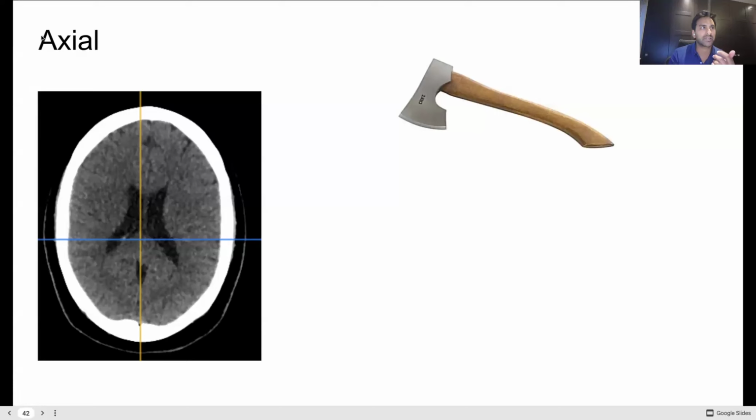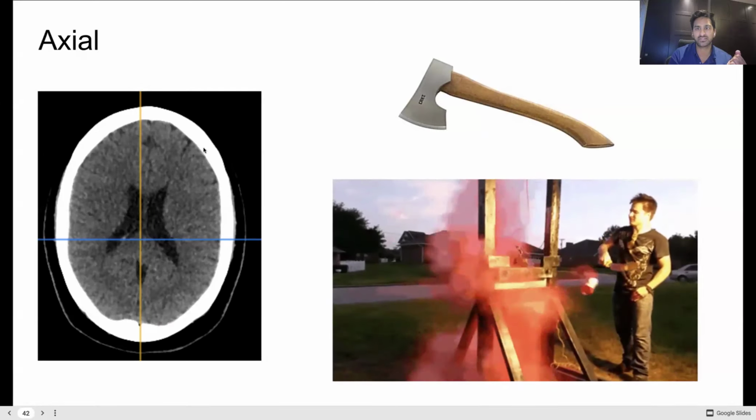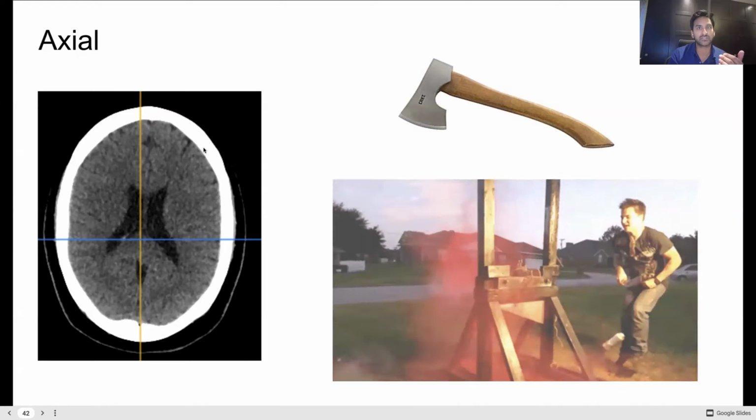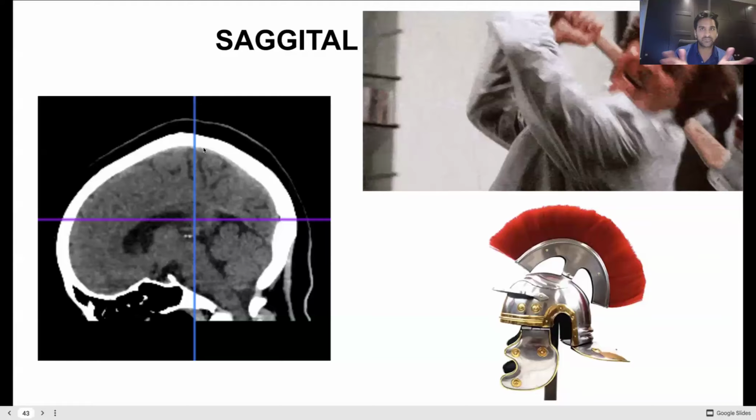So I started thinking to myself, okay, axial sounds like axe. So it feels a bit like when you've got someone that is going to chop someone's head off, that's what the axial view would look like. You're chopping through the neck, right? It chops right through like a guillotine, and that's going to be your axial view.